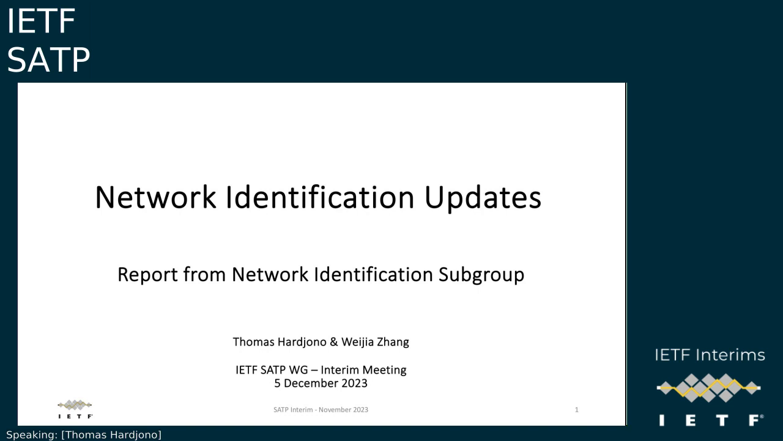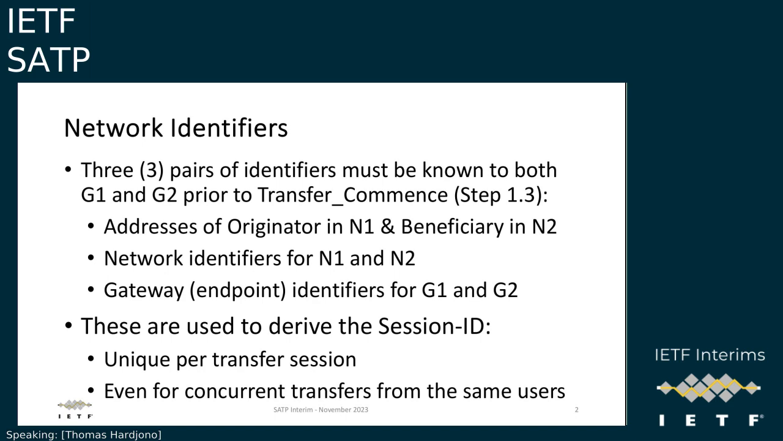Thank you, Claire, and folks, I'm just giving an update about the network identification work that we've been doing, with a lot of contributions from Weijia. So just a quick recap. On the last design team call, we agreed that before gateways can even begin to do the transfer commands, they need to definitely know the addresses of the originator and beneficiary. I think we knew that from the beginning.